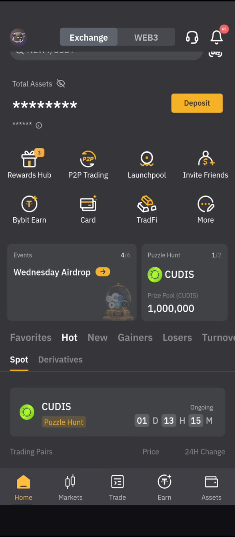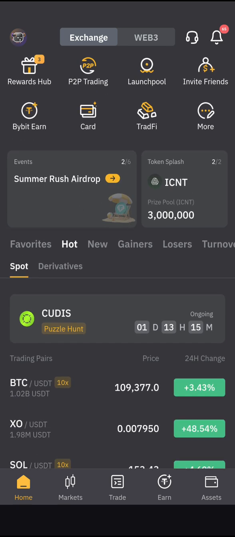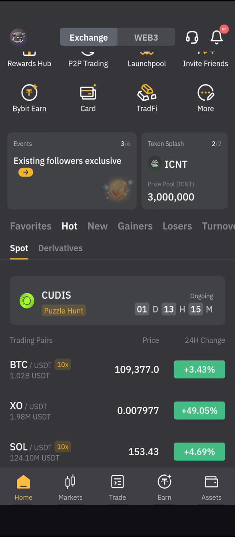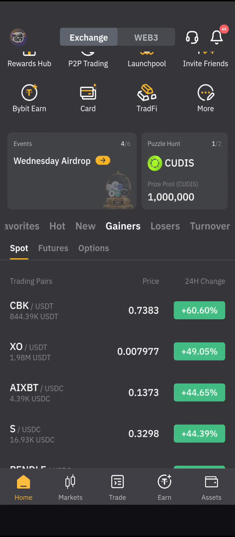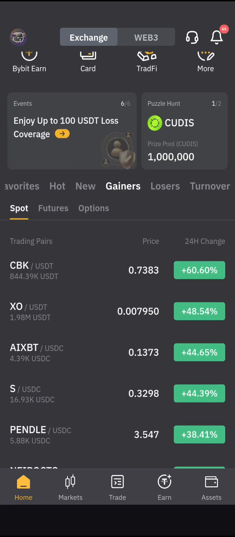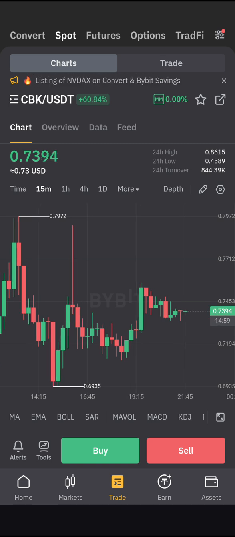So always follow this strategy to make over 100 USD or even 200 for yourself daily, or every 48 hours, which is roughly 2 days. Going to the gainers, you can see ZO is there, the S is there, the Pendle, and a lot of them. You can see this CBK has even recorded over 60%.